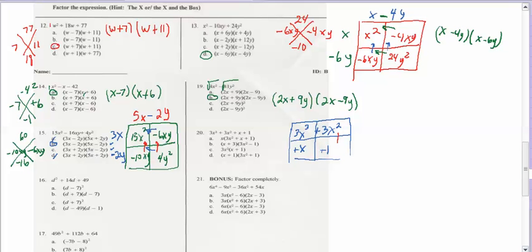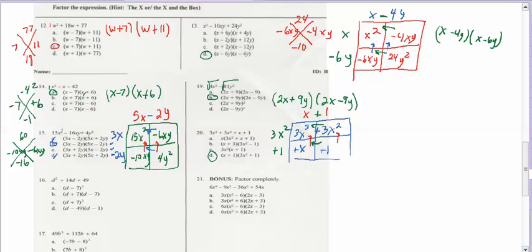What do these have in common? Nothing, just a 1. What do these have in common? Just an x. What does this have in common? A 3, and there's x squared. What does this have in common? Just a 1. And this is plus, and this is plus. So I'm looking for x plus 1, 3x squared plus 1, and D for number 20.